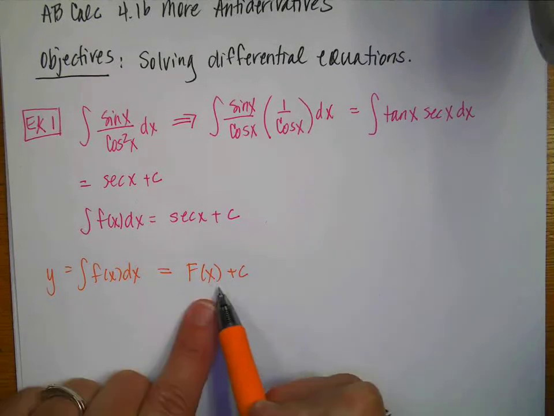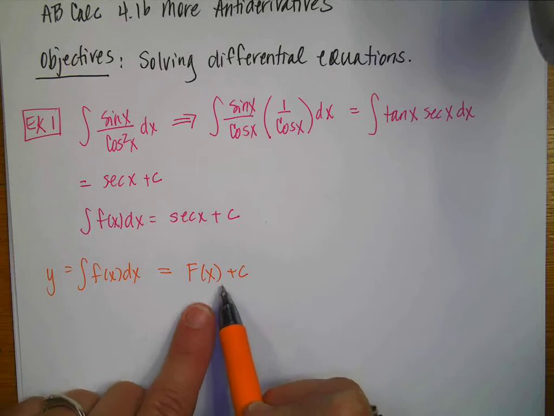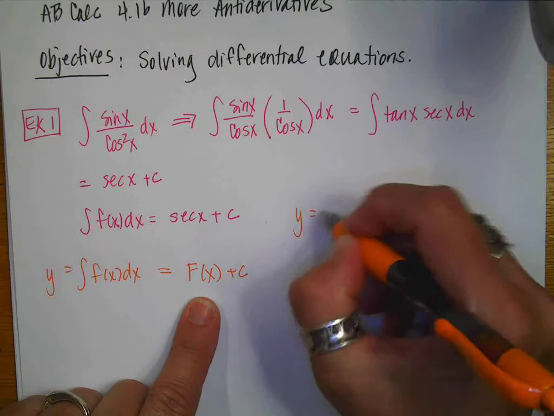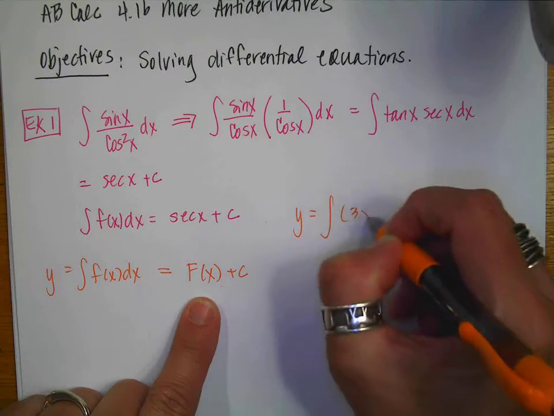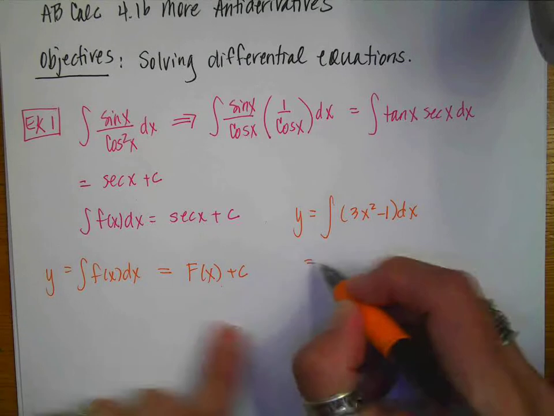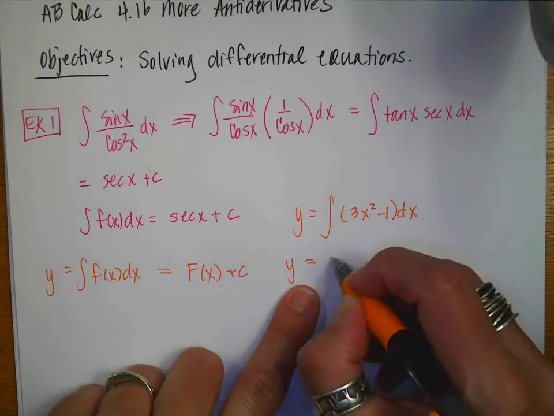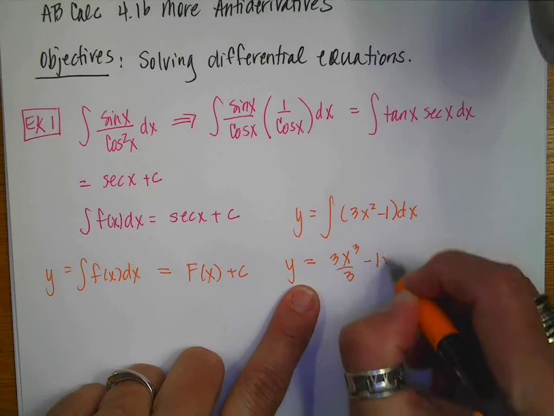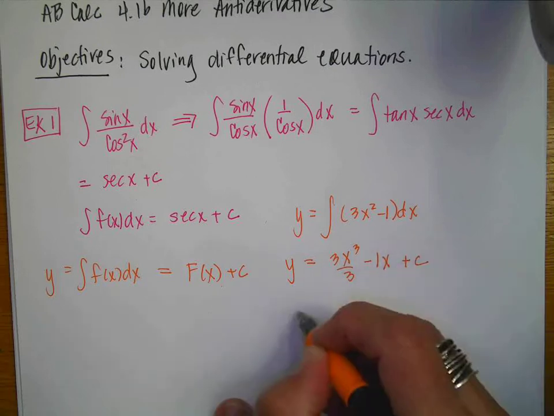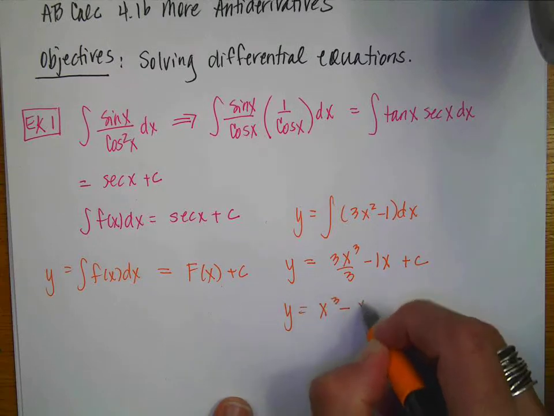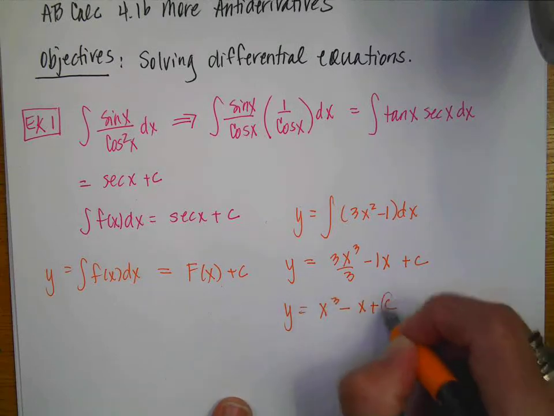And so here's what I'll show you. I'll illustrate this by an example. Sorry, brain and mouth aren't working at the same speed. So let's say I have y is equal to the integral of 3x squared minus 1 dx. Well, when I integrate that for y, I'm going to get 3x to the third over 3 minus 1x plus c. So y is going to equal x cubed minus x plus c.